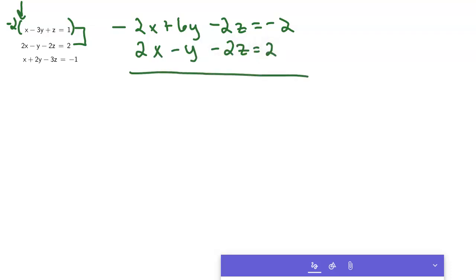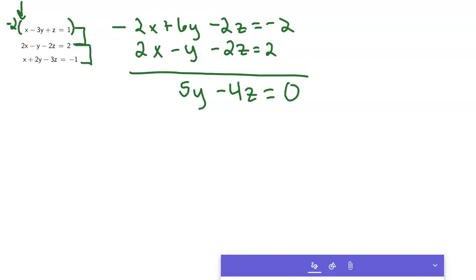And then you add down, you would have 5y minus 4z equals 0, because negative 2 plus 2 is 0. And then you could do the same with your bottom two equations.